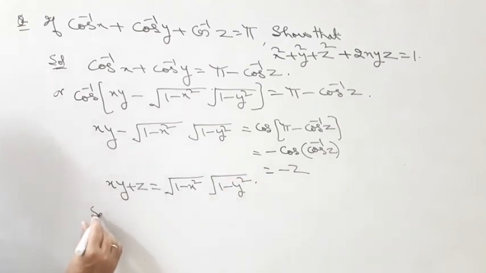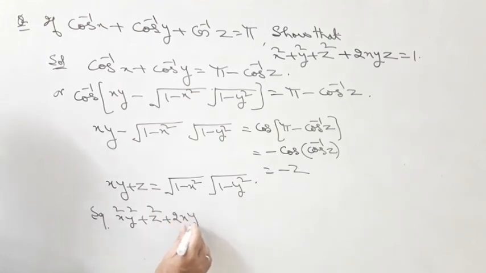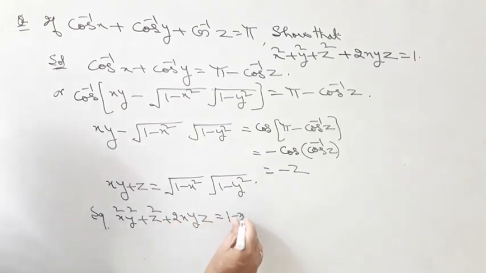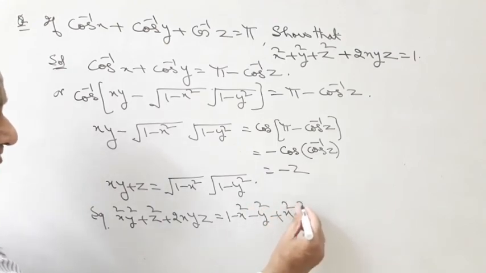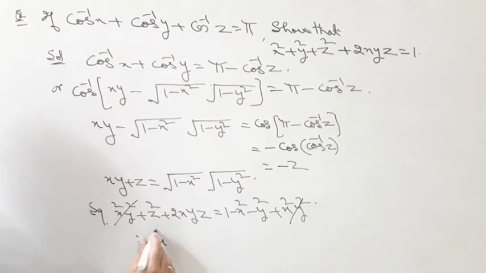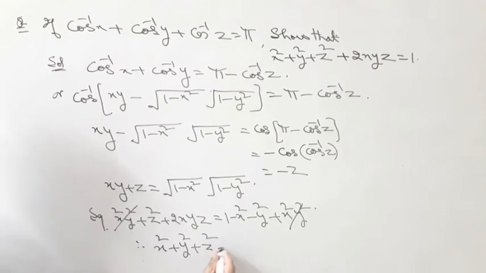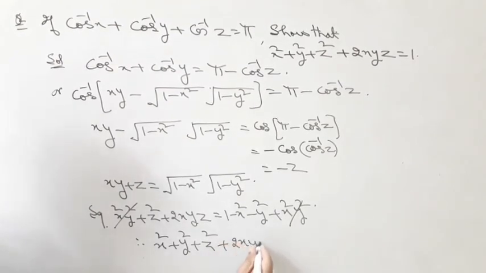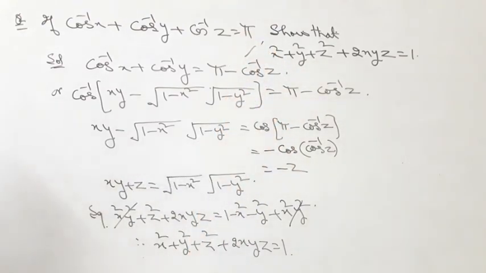Now squaring: x square y square plus z square plus 2xyz is equal to 1 minus x square minus y square plus x square y square. Open the brackets. This x square y square will go, and therefore the result is x square plus y square plus z square plus 2xyz is equal to 1. This is the result we want in the given question.